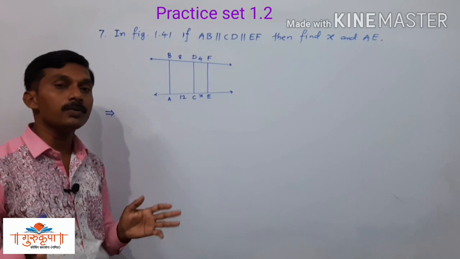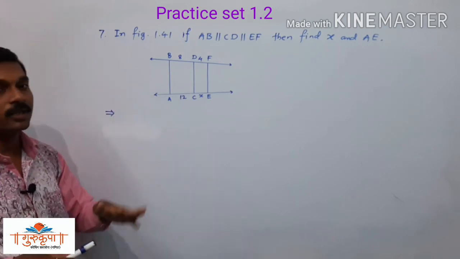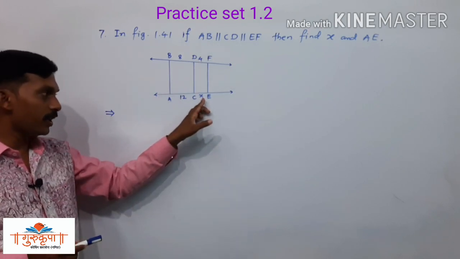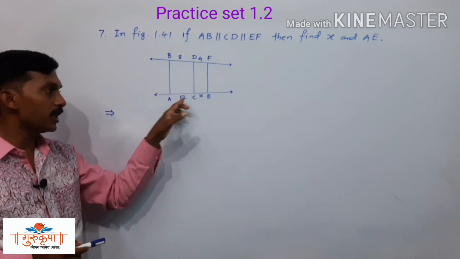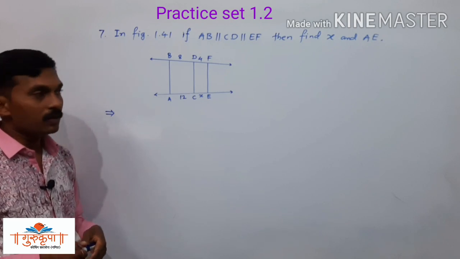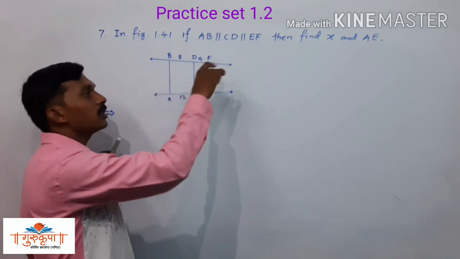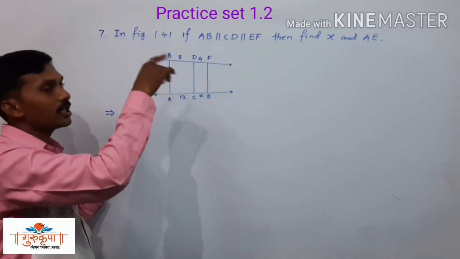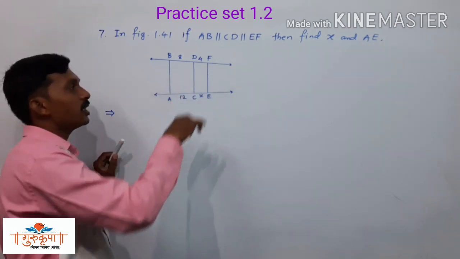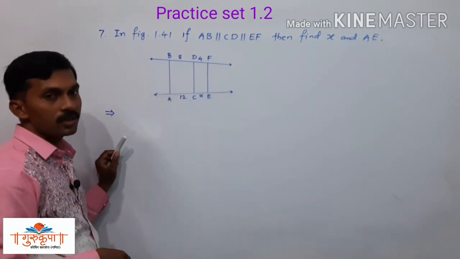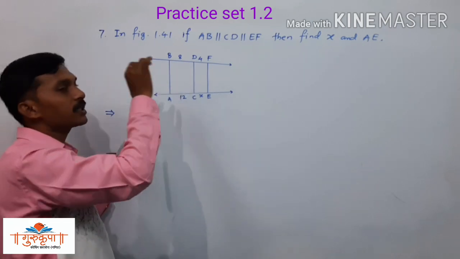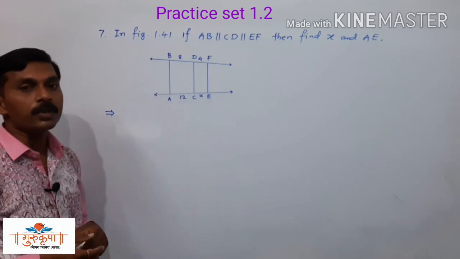So definitely we have to use the property of three parallel lines and their transversals here to find x, and then once we find x, we will add these two, AC and CE, to get AE, by using the relation of betweenness. But here the transversals are horizontal. In the previous example the transversals were vertical, so we could easily write the ratio. But here the transversals are horizontal, so some students have a problem writing the ratio. Actually there is no problem, but the transversals are horizontal, so we have to take care about that.